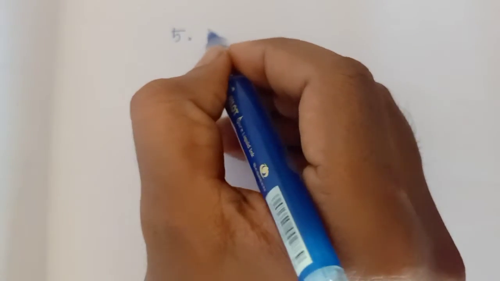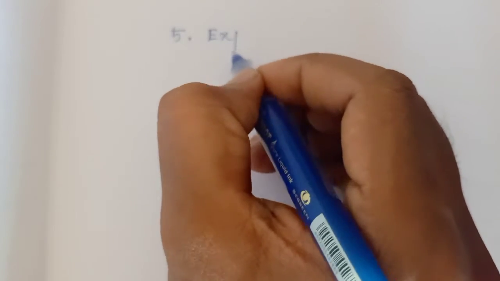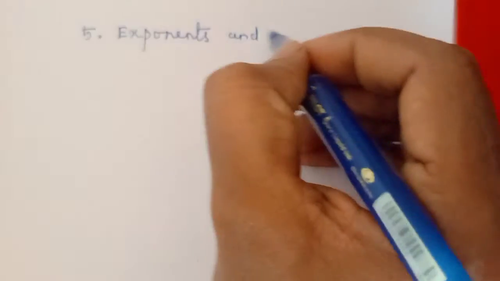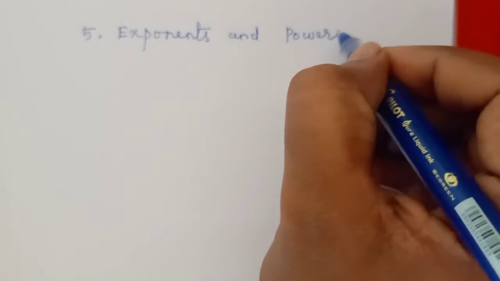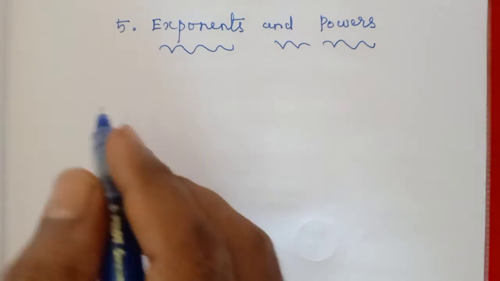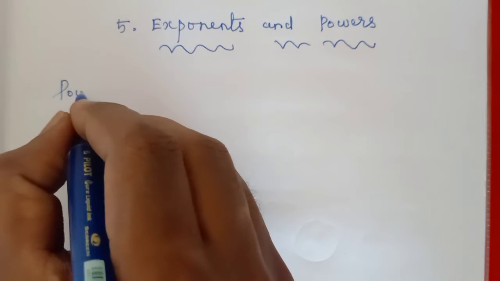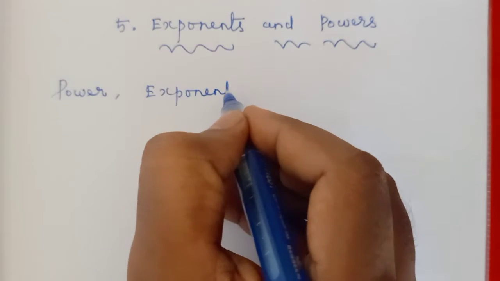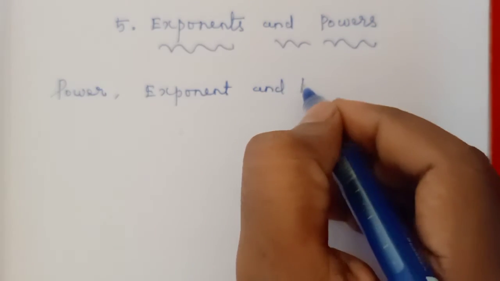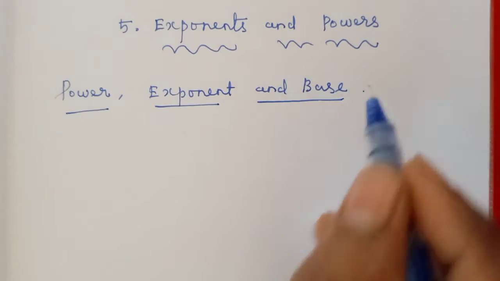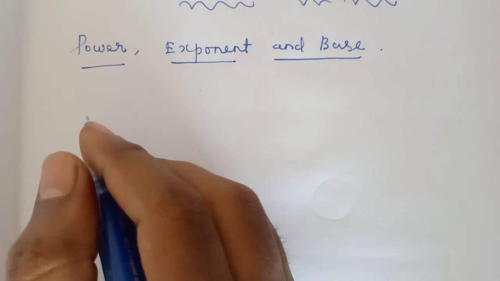Hello students, now we are going to learn chapter 5, exponents and powers. Before that we are going to learn some basic definitions, that is power, exponent and base. So first, what is meant by power?